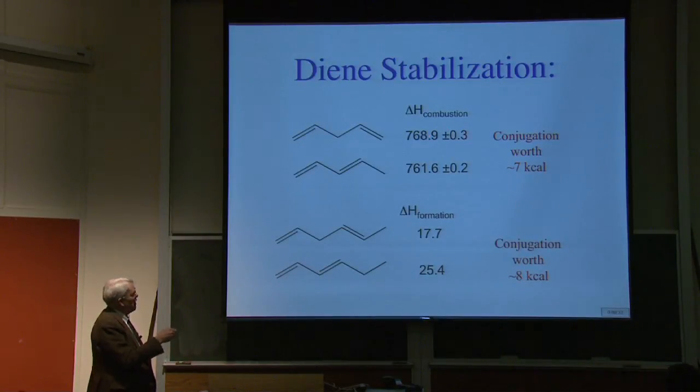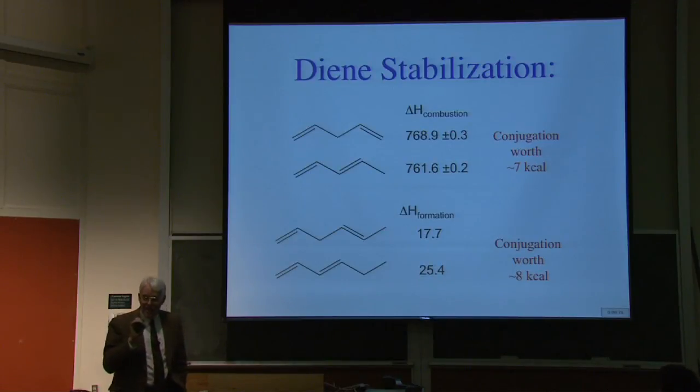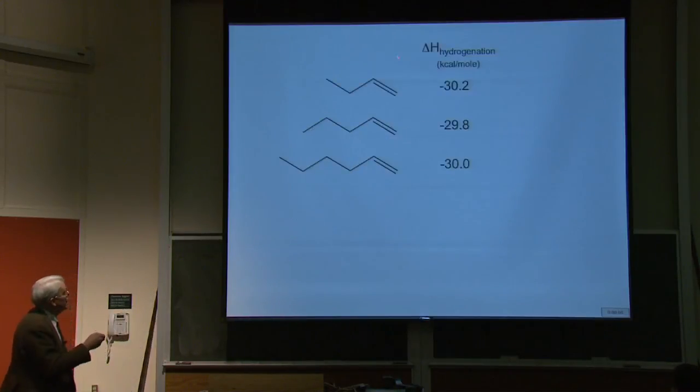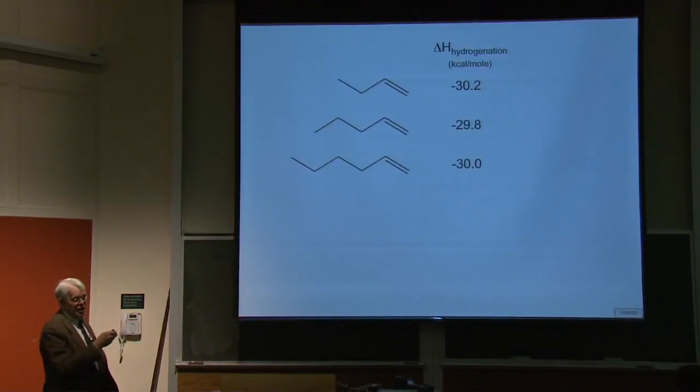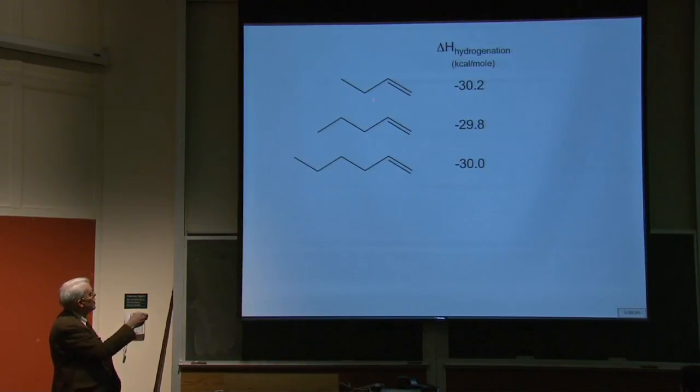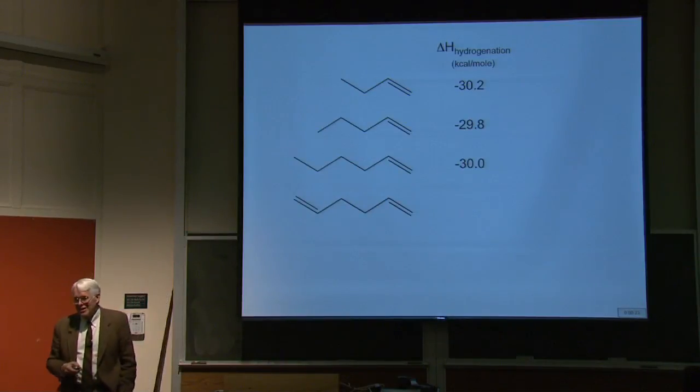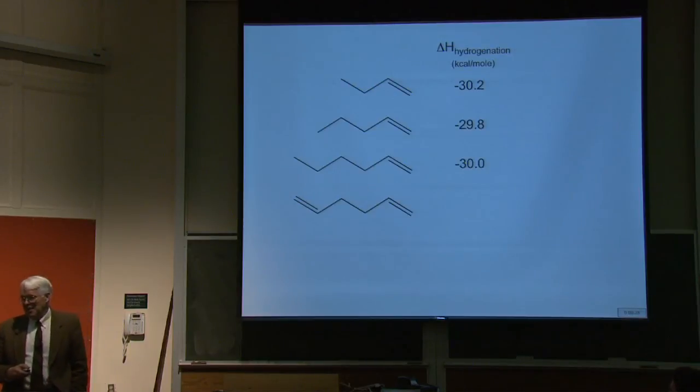But these numbers, although they're claimed to be very precise, are big numbers, and I think that precision might be a little bit overstated. If you look at the heat of hydrogenation, the heat that's given off when you add H2, then you can see that these are all 30. Now, guess what this double bond, this double bond, this double bond, they all give off 30 kilocalories per mole of heat. How much should this one give off when you hydrogenate both double bonds?